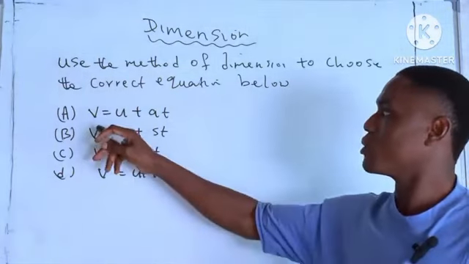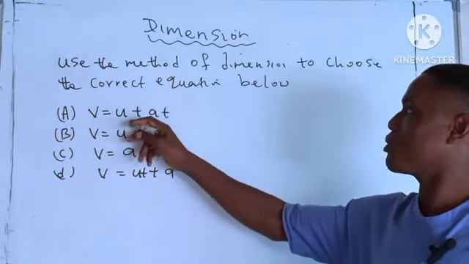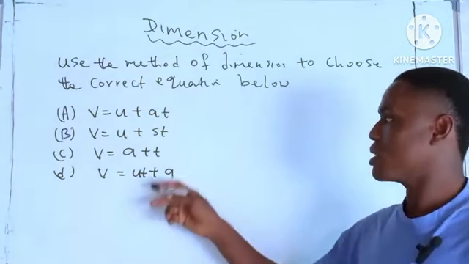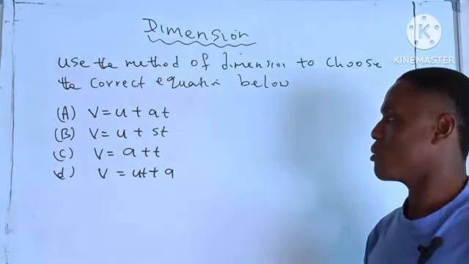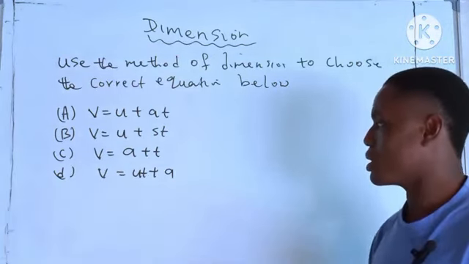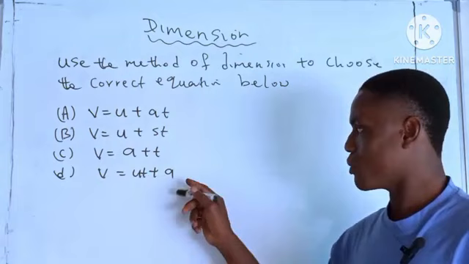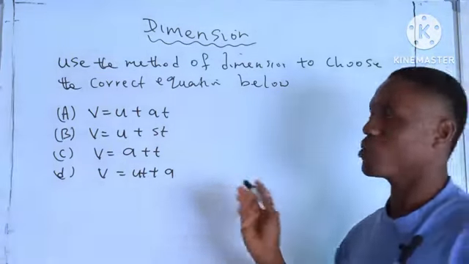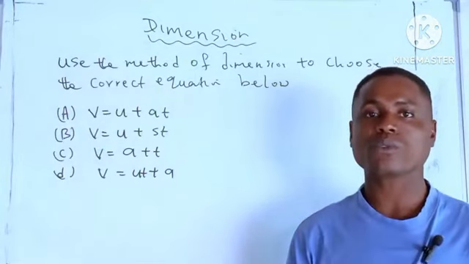Option A, V equal to U plus AT. B, V equal to U plus ST. C, V equal to A plus T. Then D, V equal to UT plus A. Are you getting it? Now the question is, what is the correct answer or what is the correct option?